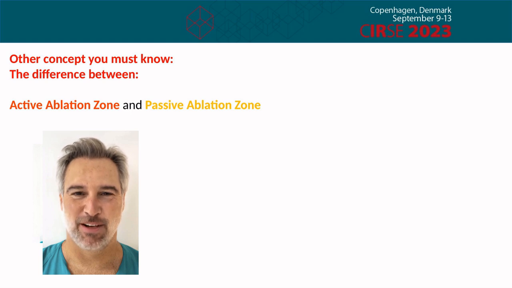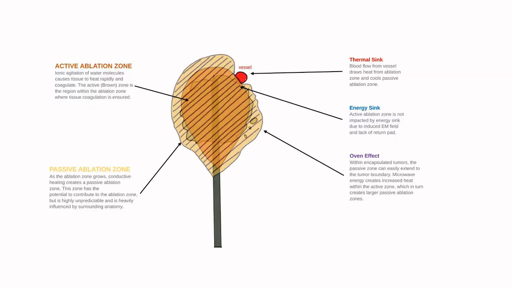Okay. Here is some more basic stuff about energy you must try to understand, and it's important. As we have seen, ionic agitation of water molecules causes tissue to heat rapidly and coagulate. We have got an active ablation zone. This brown zone is the region within the ablation zone where tissue coagulation is ensured. In this area, we are certain that the tumor is killed. And we have got a passive ablation zone. As the ablation zone grows, conductive heating creates this passive ablation zone.